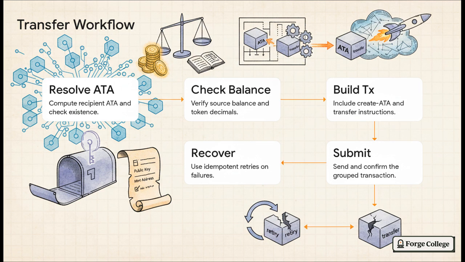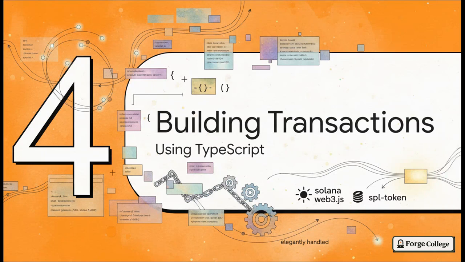Third, if their ATA doesn't exist, you build a transaction that groups an ATA creation instruction together with the actual transfer instruction. Fourth, you submit it all to the network. And fifth, you plan for things to go wrong. Which brings us to Section 4, building the transaction, where we translate this into TypeScript.